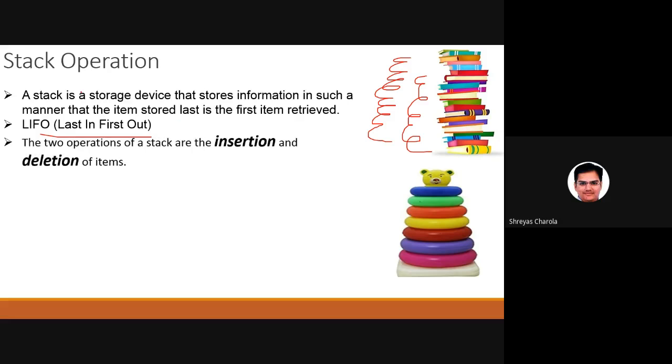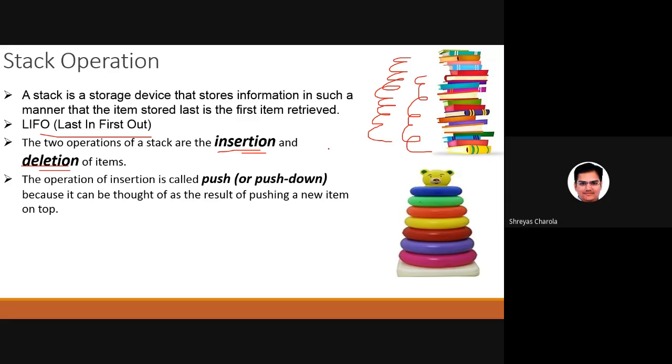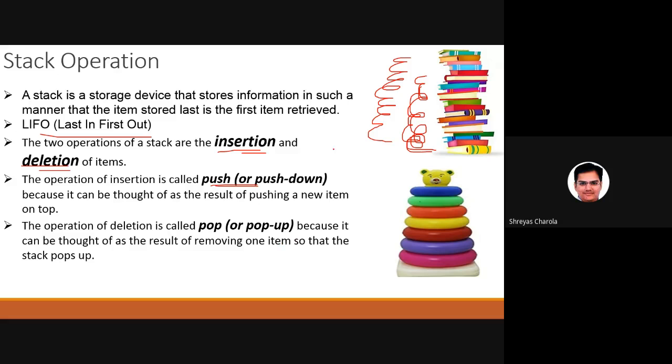Okay, so when you are putting the books one on another, we call it insertion, and when you are taking the data, we call it deletion. That means you are deleting the data in the stack memory. So when you are putting one book on another, we call it a push operation, and when you are taking the data, that is nothing but a pop operation.